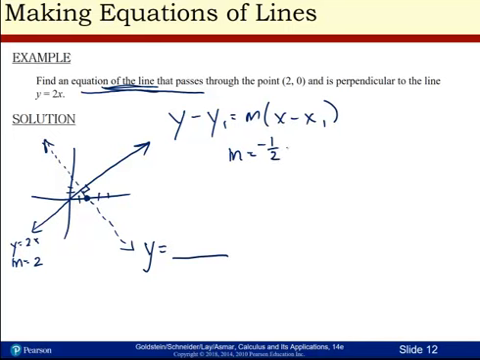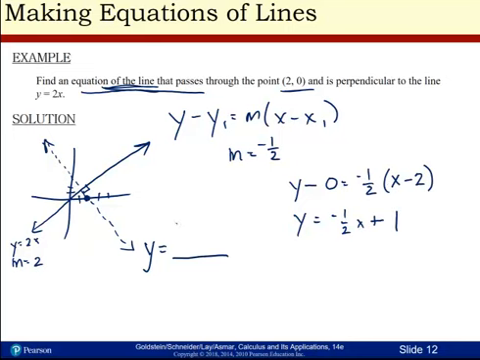Cool. And I can use this point slope formula, and I would get y minus my y value from my point, which is 0, equals -1/2 times the quantity x minus 2. So y equals, distributing, -1/2 x, and then I have minus minus, so it'd be plus 1/2 times 2 is 1. So there is my equation for that line.